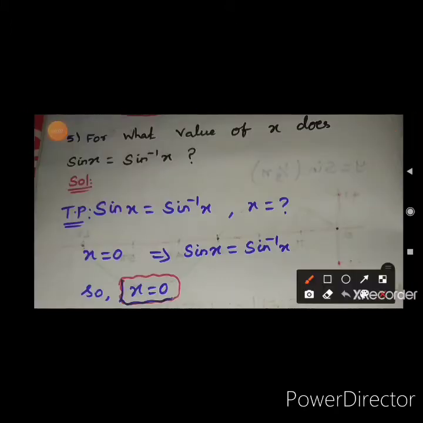Next sum, fifth sum. For what value of x does sin x equal sin inverse of x? I repeat, for what value of x does sin x equal sin inverse of x? To prove sin x equal to sin inverse x, what is x?